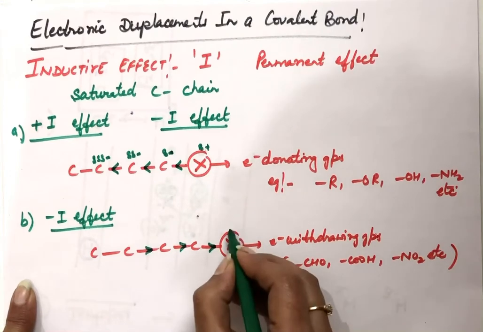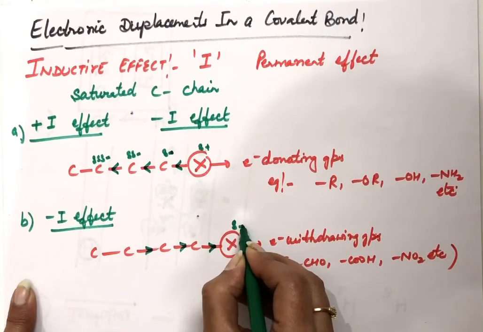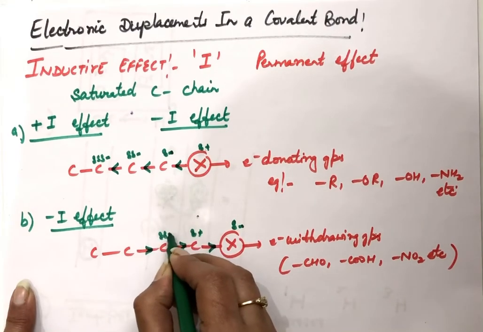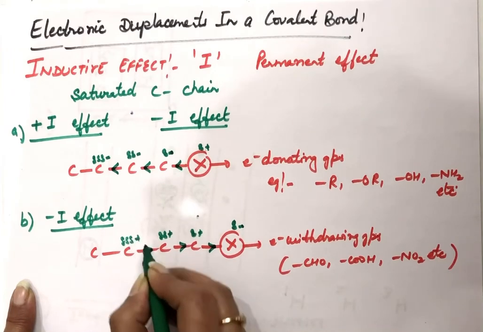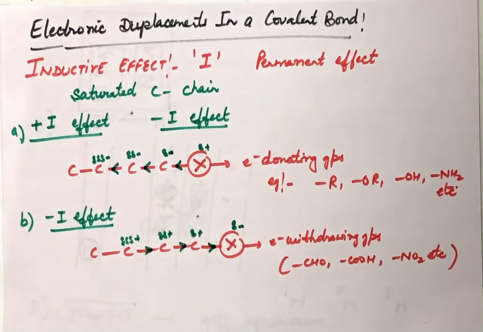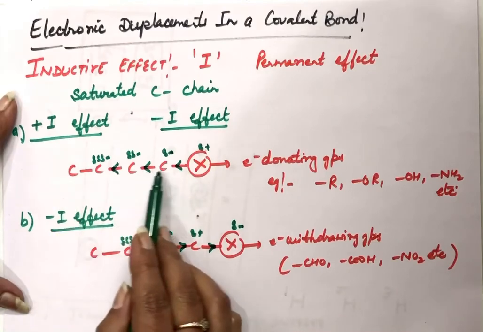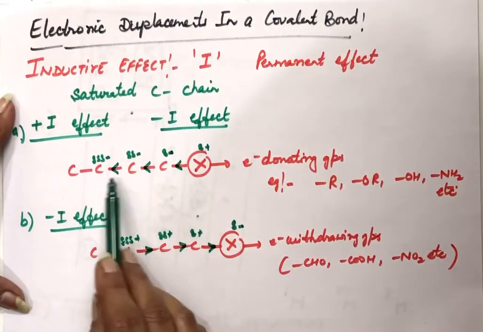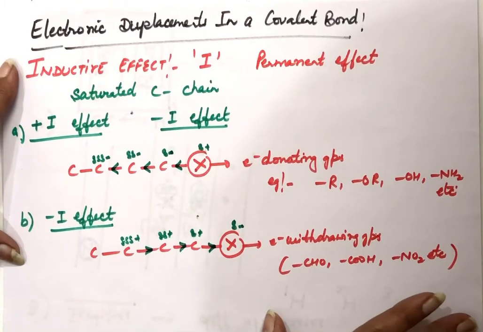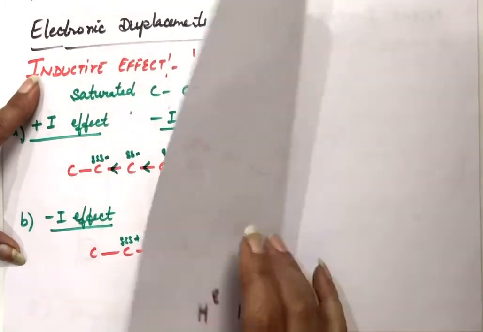As a result of this, this atom will get some negative charge. Since electrons move away from the carbon chain, the carbon atoms here will get some positive charge. Again, this effect will cease at the third carbon atom. This is observed only till 3 carbon atoms. So this kind of effect, where electrons are displaced in a covalent bond in a saturated carbon chain, is called inductive effect. Now, the next topic under this heading, electronic displacement in covalent bond after inductive effect, is electromeric effect.